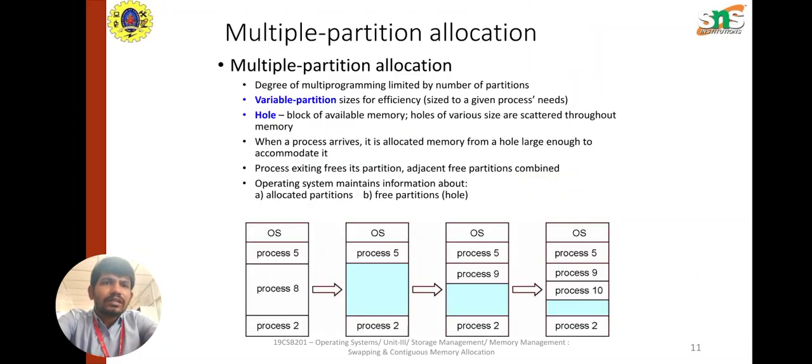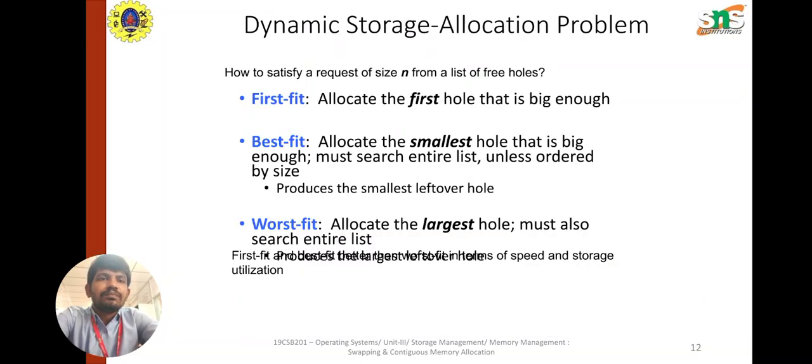Multiple-partition allocation: the degree of multiprogramming is limited by the number of partitions. With variable-partition sizes for efficiency, a hole is a block of available memory, and holes of various sizes are scattered throughout memory. When a process arrives, it is allocated memory from a hole large enough to accommodate it. When a process exits, it frees its partition, and adjacent free partitions are combined. The operating system maintains information about allocated partitions and free partitions.